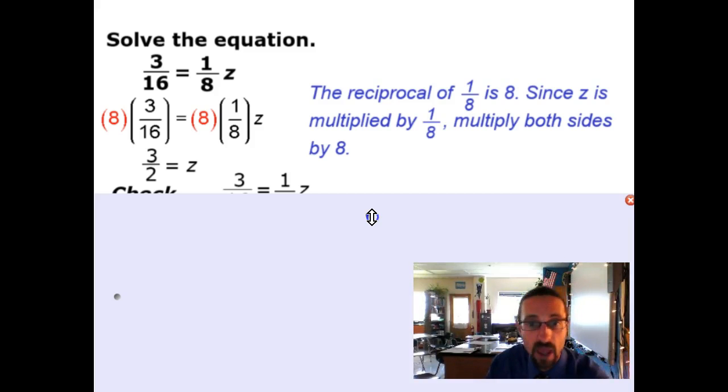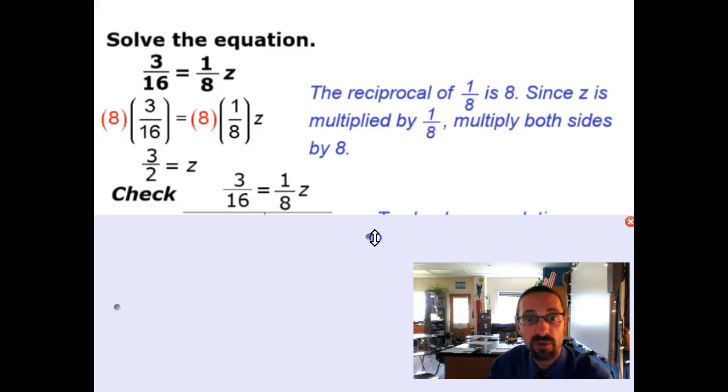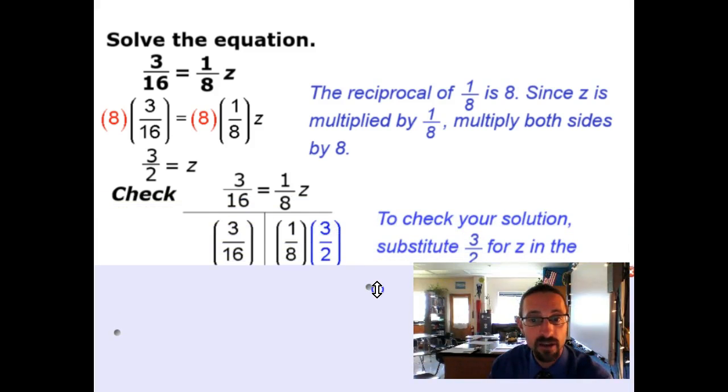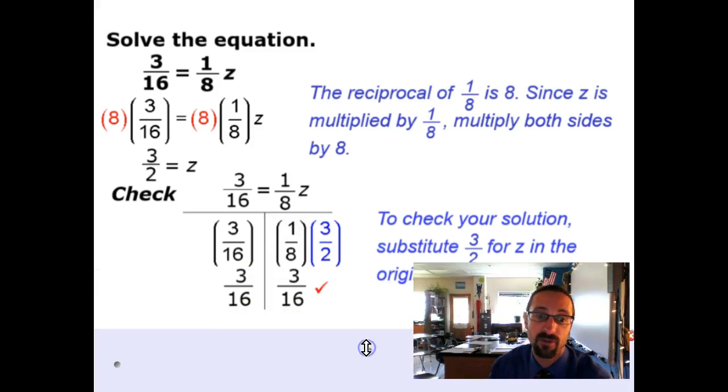I'm okay with that. And again, if you want to check that, plug in 3 over 2 in for Z. 3 times 1 is 3. 2 times 8 is 16. And indeed, 3/16 does equal 3/16.